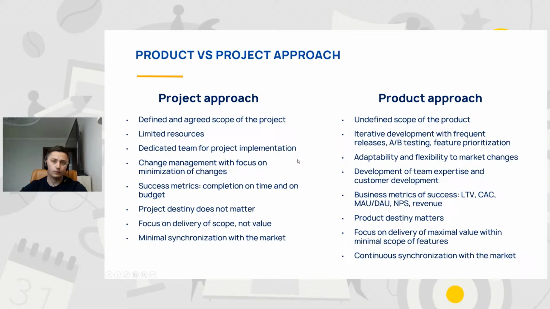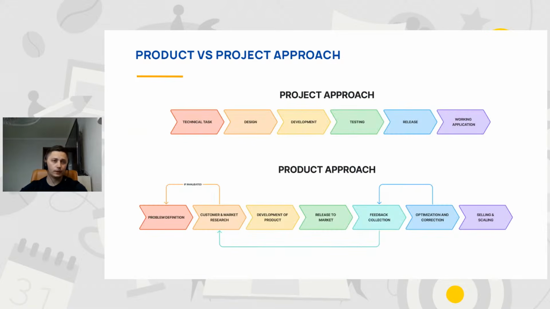And continuous synchronization with the market, so we keep monitoring the latest trends and we try to adapt the product to these trends. If we take a look at the implementation of the project approach, everything usually starts from some technical task when we create some technical specification where we are applying the functional and non-functional requirements, where we try to identify business needs. After that, we proceed with the design of the solution when we create mockups and project architecture. Then we go with the development, then the testing phase.